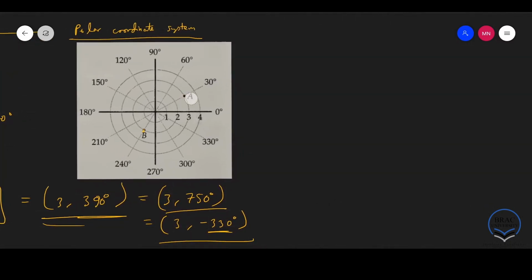And similarly, now not only can we just add 360 degrees or subtract 360 degrees from theta, we can also consider a negative radius, right? We can also consider r to be negative. So how does that work? We found that point A has the coordinates 3, 30 degrees, right? Well, similarly, if I consider negative 3, then I can have the angle 210 degrees, right?